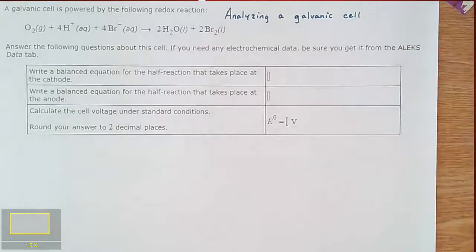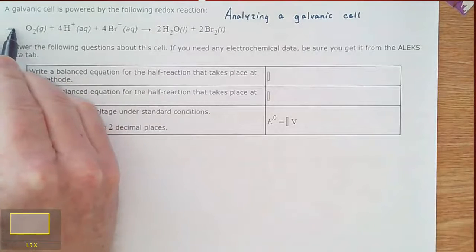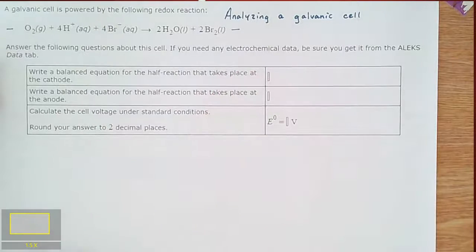What's up, chemists? In this ALEKS topic, we are given a chemical reaction and we're asked to make a galvanic cell out of it. So here is our reaction for the example that I have here. And we need to think about this reaction and think about what kind of a cell it would make.